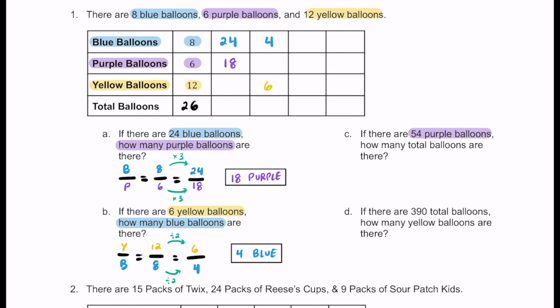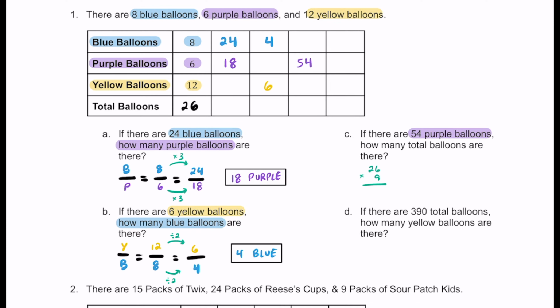For part C, it says if there are 54 of these purple balloons, then how many total balloons would there be? So I'm going to put 54 in our table right over here. So if it's going to be 54 balloons that are purple, how does 6 become 54? Well, it's going to be times 9. So if we know that there are 26 of them over here, we could multiply that by 9. Okay, so if we want to do 26 times 9, take that 26 multiplied by 9.